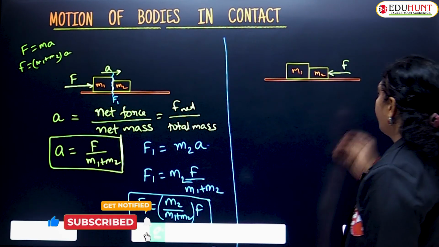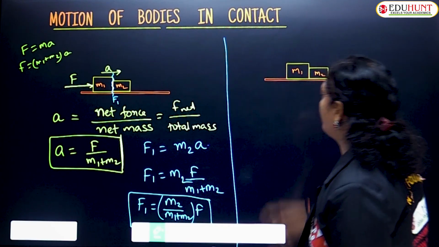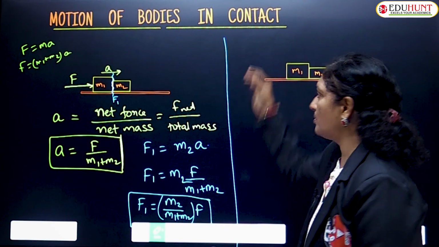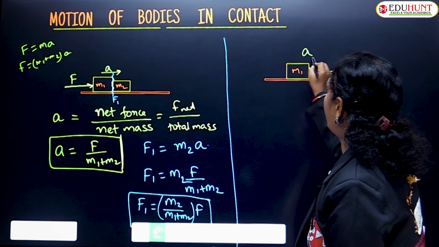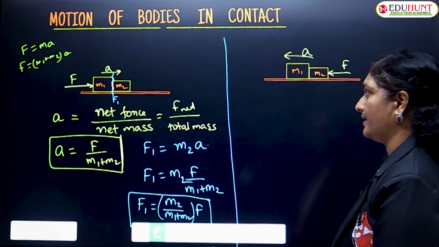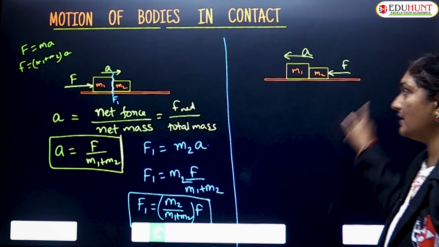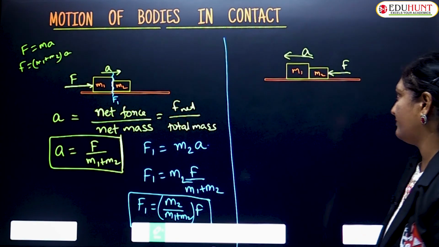Clearly when a force is applied on the masses, as they are kept on the smooth horizontal surface, both blocks will start moving together with some acceleration A towards the left side. Earlier it was moving towards the right side, and now because of this force, the blocks together will move towards the left side.